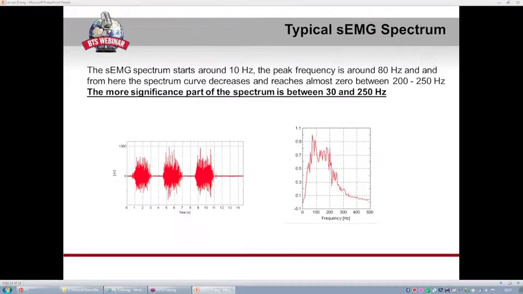This is a typical spectrum coming from a surface EMG signal. It starts around 10 Hz. The peak frequency is around 80 Hz. And from here, the spectrum curve decreases and reaches almost zero between 200 and 250 Hz. Note that the more significant part of the spectrum is between 30 and 250 Hz.